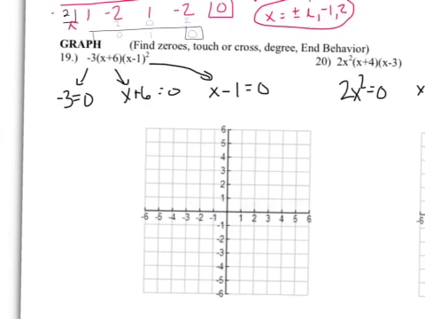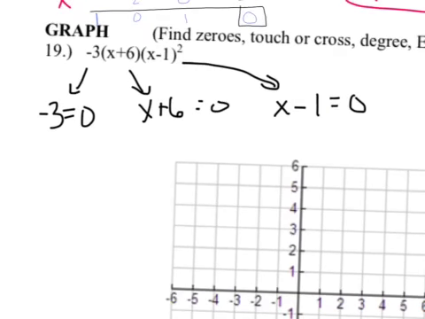Number 19, finding the zeros, touch or cross, degree, and end behavior. So we start off by setting each thing equal to 0. It's already factored, so I just set it equal to 0. Negative 3 is equal to 0. That does not make any sense, so that is not going to be a root. My next one says x plus 6. So x plus 6 equals 0, so x is equal to negative 6. Since there's a 1 on the outside of the parentheses, that means it's going to cross.